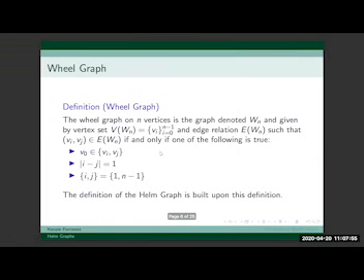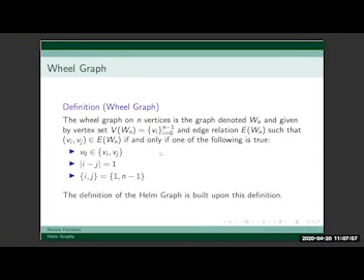So next up we have the wheel graph, and we just need this definition because we use the definition of the wheel graph in our definition of the Helm graph, so we use this to kind of build up. So we just have that the wheel graph is defined as this set of vertices here, and we define our edge relations such that two vertices are in the edge set of the wheel graph if and only if one of the following is true.